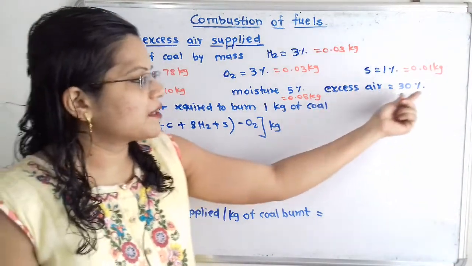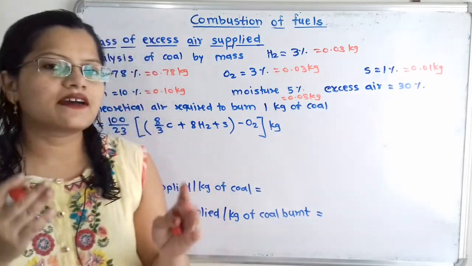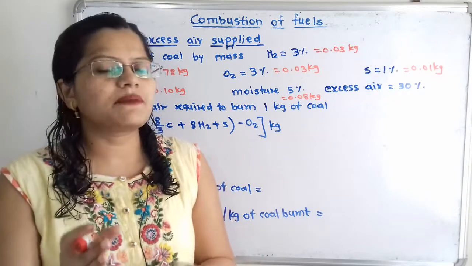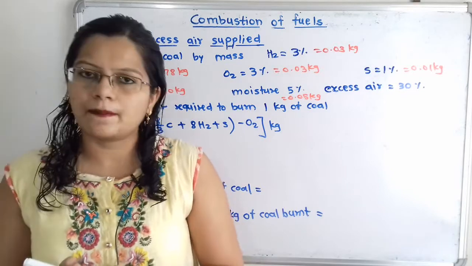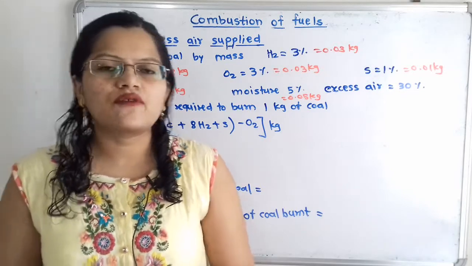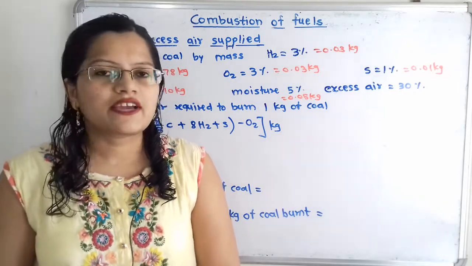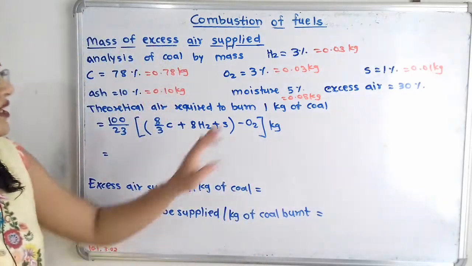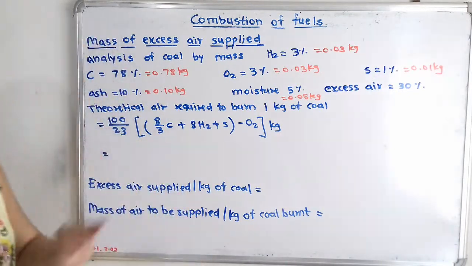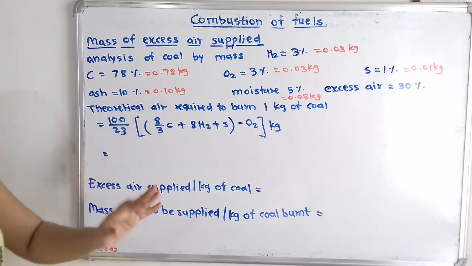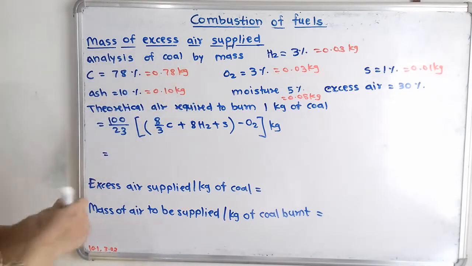Now, excess air supplied is 30%. How will we understand this term? Excess air supplied is equal to 30% of the minimum or theoretical air required for the combustion process. So we first have to calculate the minimum or theoretical amount of air required for the combustion of 1 kilogram of coal. There is a formula. We have to find this theoretical air by mass, because here the analysis of coal is given by mass.